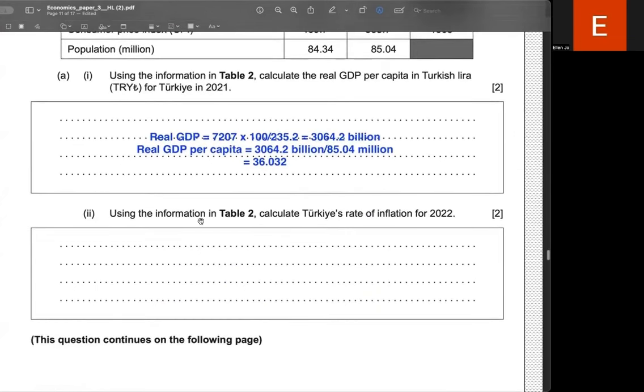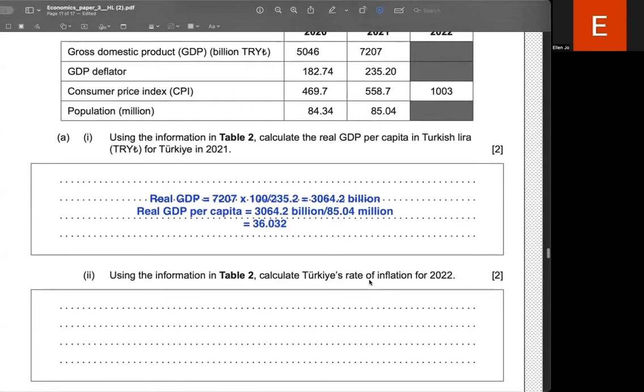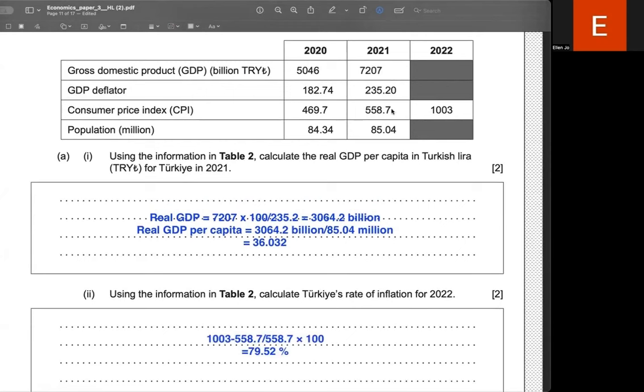Question 2. Using the information from table 2, calculate the country's rate of inflation for 2022. So by using CPI data of 2 years, we can calculate the inflation rate. So it's done by new CPI minus old CPI divided by the old CPI multiplied by 100. So this is the answer.